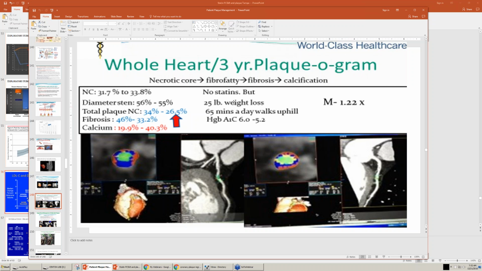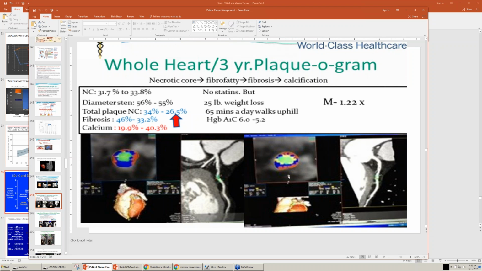So he couldn't take statins. So he does 25-pound weight loss, which is pretty good for a guy, 65 minutes a day on the treadmill, walking uphill, dropped his hemoglobin A1C from 6 to 5.2. We don't have lipid measurements. This is all we have. And so let's see what happened to him in the face of a year.